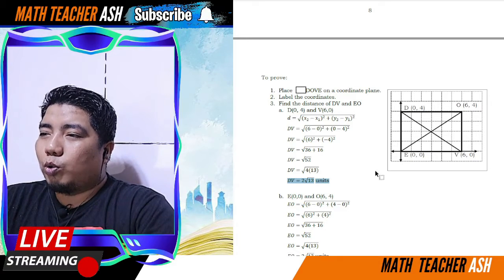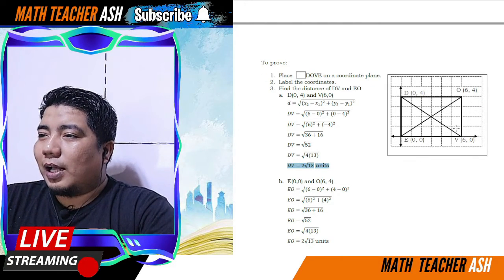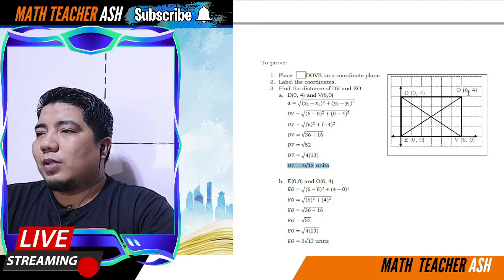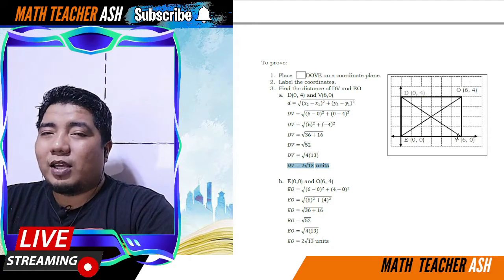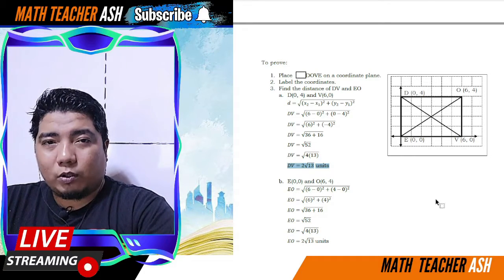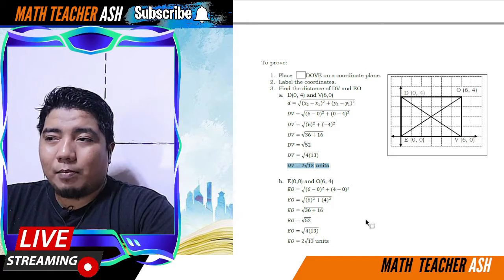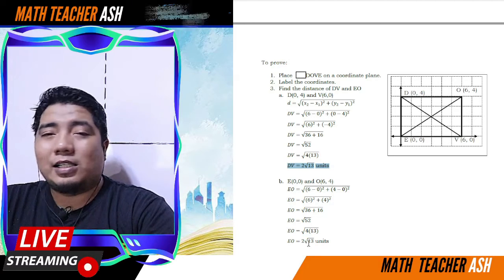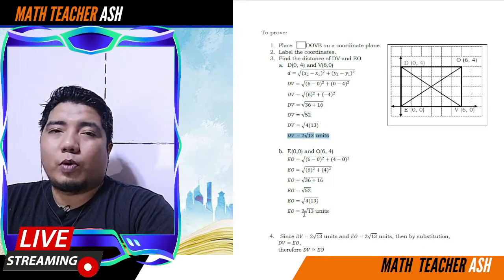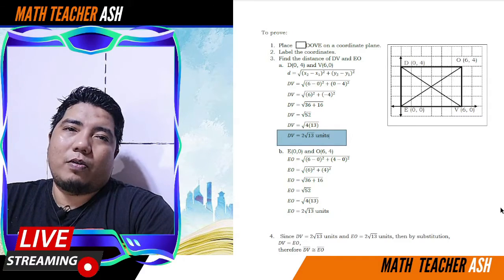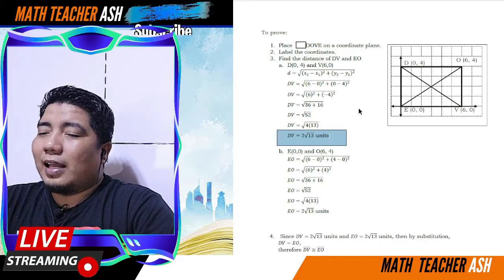Now, how about O to E? So we will do the same thing. 6 minus 0 for the x's, 4 minus 0 for the y's. So that is 6 squared and 4 squared, which gives us 36 and 16. If we add them, that is 52, square root of 52. And then, same goes, we break down 52, that is square root of 4 and 13. In simplification, that will give us 2 square root of 13, which is just the same as our DV. Alright, so it means that the diagonals are congruent.